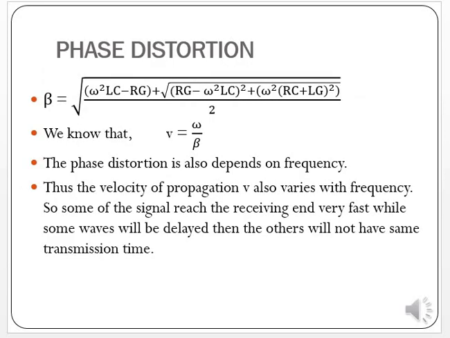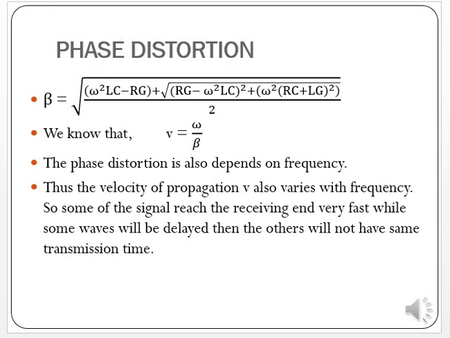Phase distortion. Beta is equal to the square root of (omega square LC minus RG plus the square root of (RG minus omega square LC) the whole square plus omega square (RC plus LG) the whole square) by 2. The velocity of propagation V is equal to omega by beta. So the phase distortion also depends on frequency. Thus, the velocity of propagation V also varies with frequency.